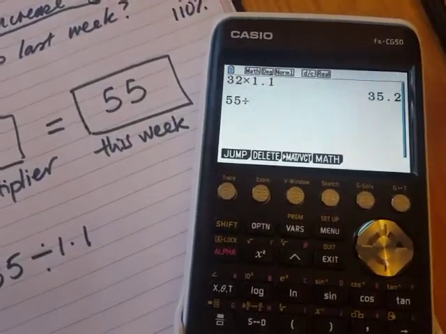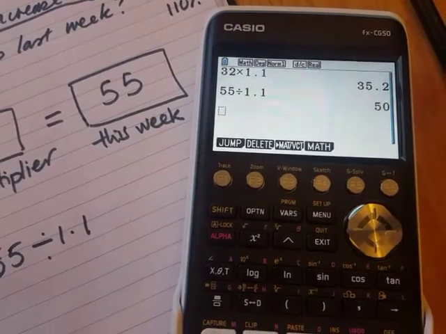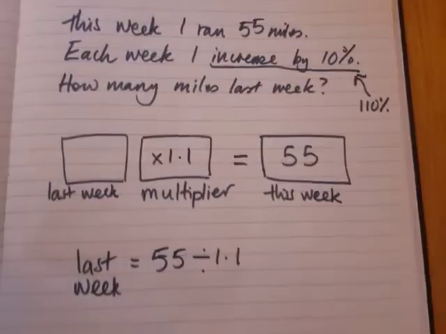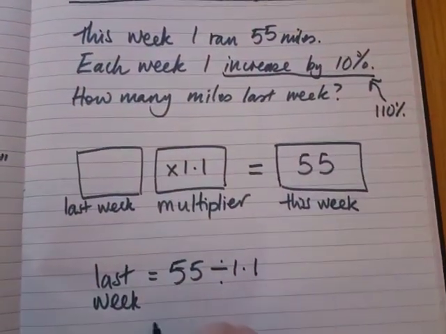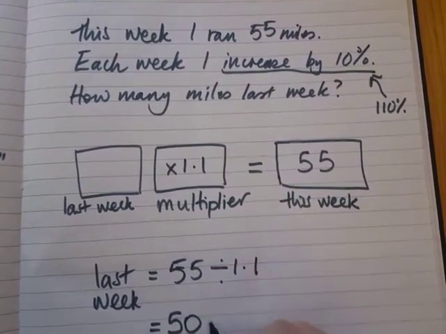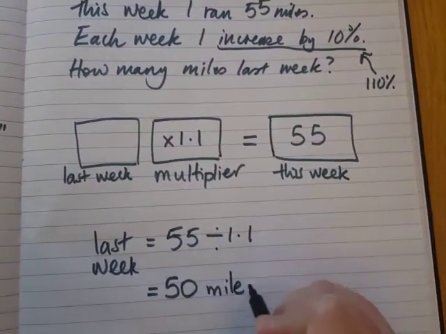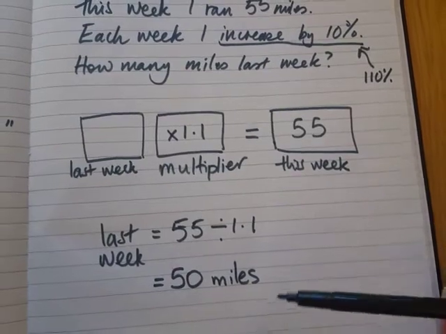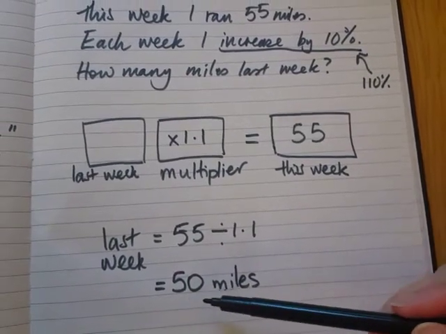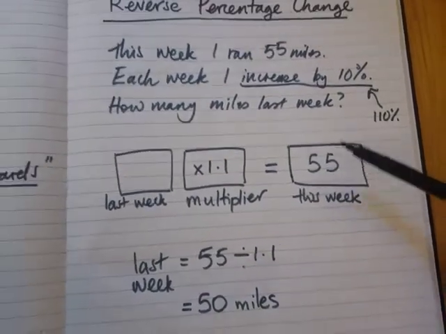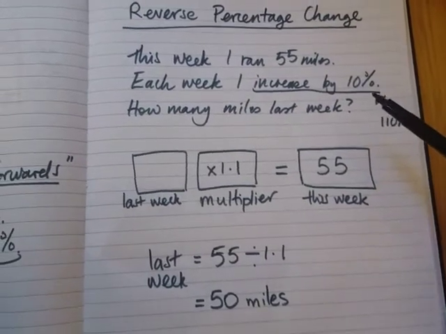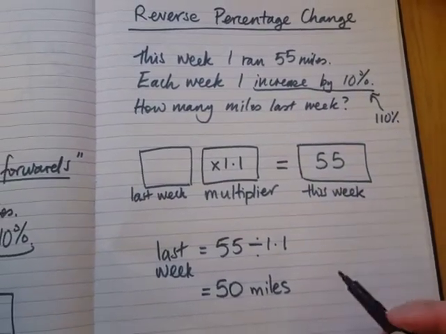55 divided by 1.1 is 50 miles. So last week I ran 50 miles. Let's check that it makes sense. Last week was 50, this week was more, and we said every week I increase it by 10%. So yeah, that makes sense.